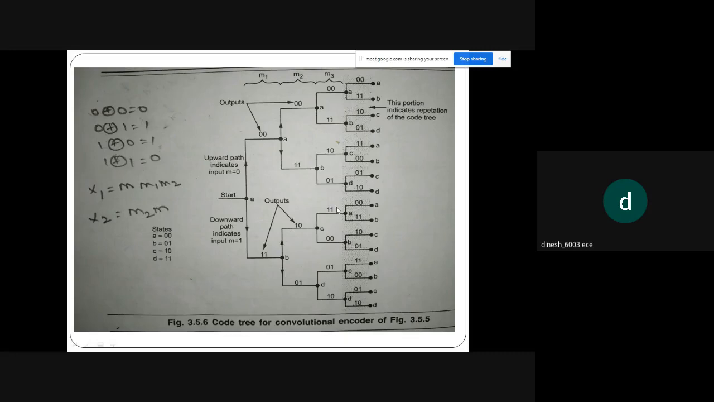Okay. So similarly, I need to perform till the last. Only 3 times shifting. For 3 shifts, I should perform 3 times. And I need to write the appropriate outputs that we had got. So this portion indicates that it is a repetition of the code tree. Whatever I got here will be repeated. Okay. So this is the code tree for the convolutional encoder.